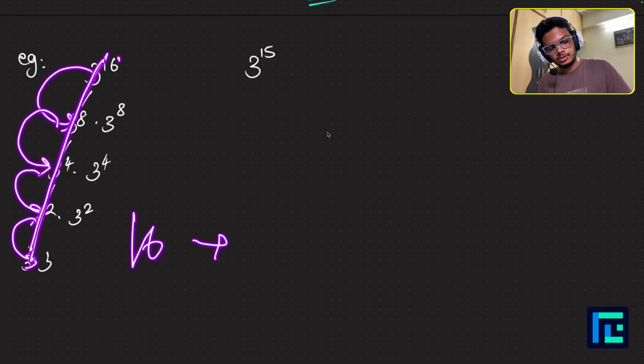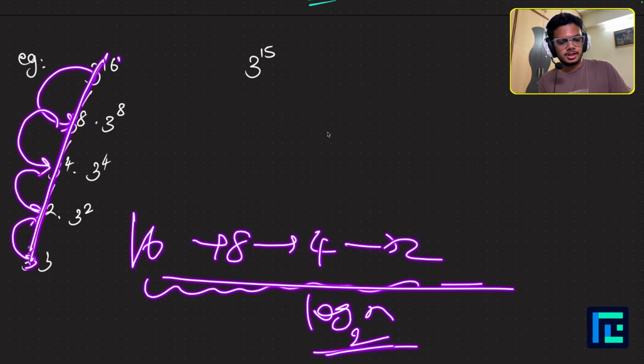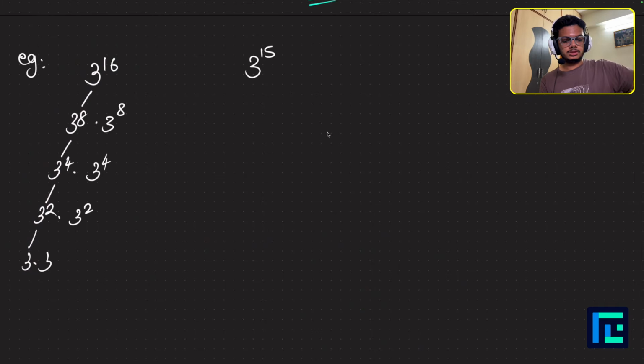From 16 you went to 8, from 8 to 4 to 2. So this gives you a sense of log n base 2, right? So this is what happens when a number gets divided again and again by 2. You'll get it, don't worry.